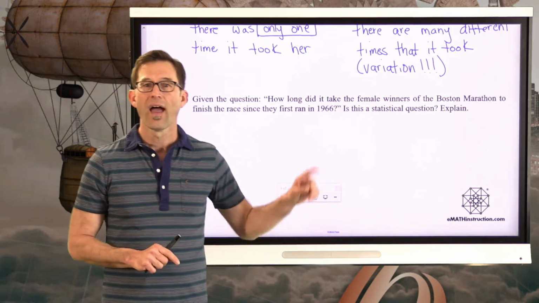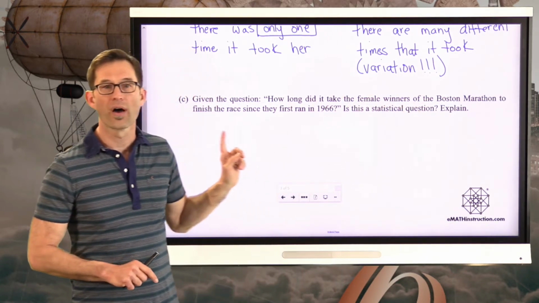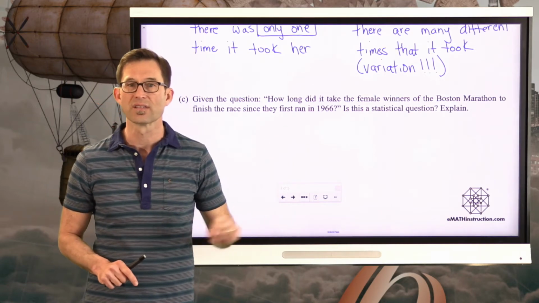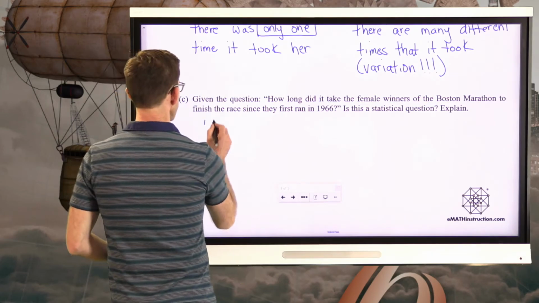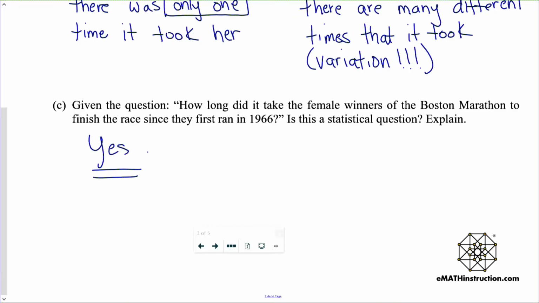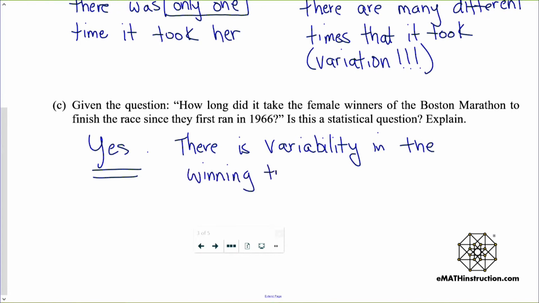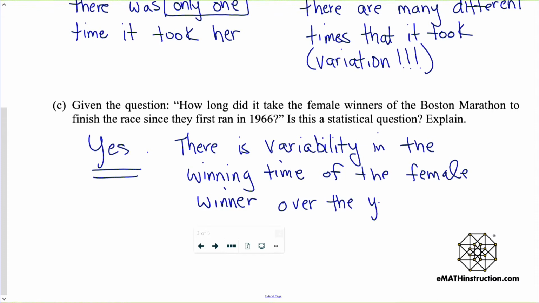All right, well, here's the key. How long did it take the female winners of the Boston Marathon to finish the race since they first ran in 1966? Is this a statistical question? And the answer is yes, right? And the reason why is because there is variability in the winning time of the female winner over the years, right?